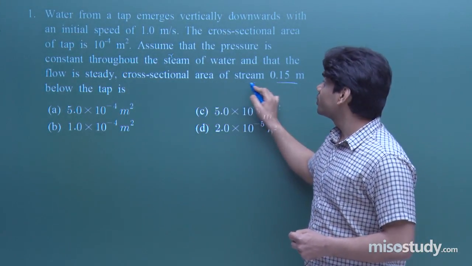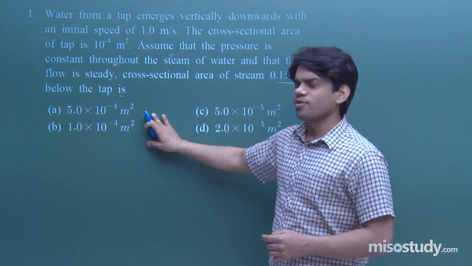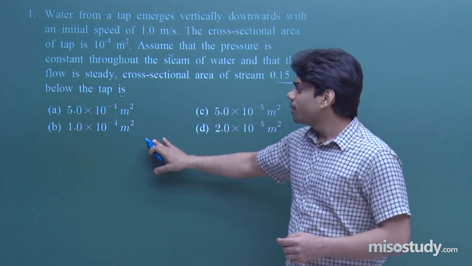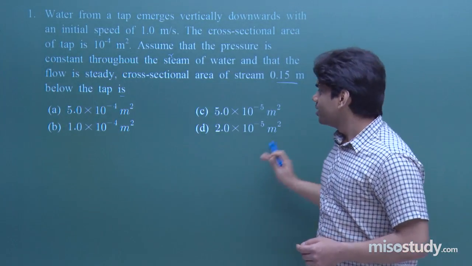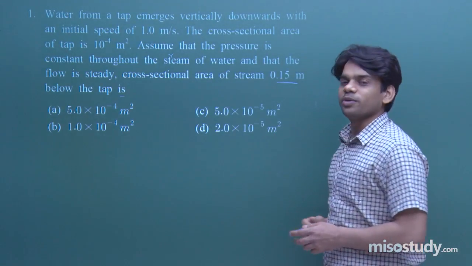The cross-sectional area of the stream 0.15 meter below the tap is: A, 5 into 10 to the power minus 4 square meter; B, 1 into 10 to the power minus 4 square meter; C, 5 into 10 to the power minus 5 square meter; and D, 2 into 10 to the power minus 5 square meter.